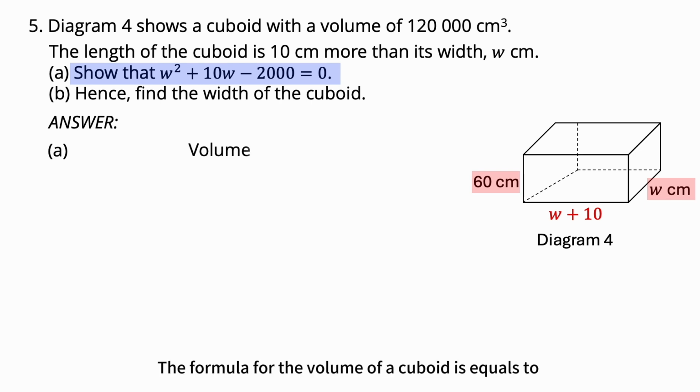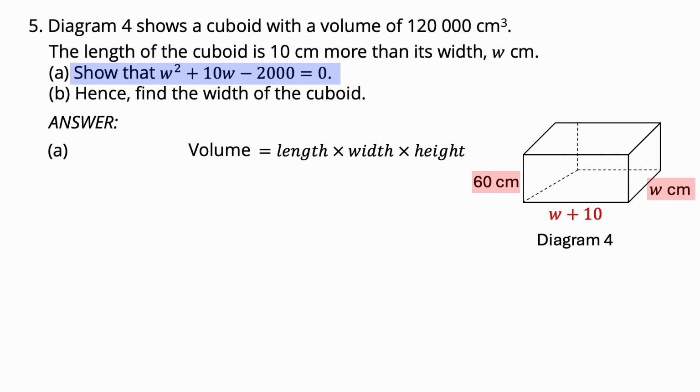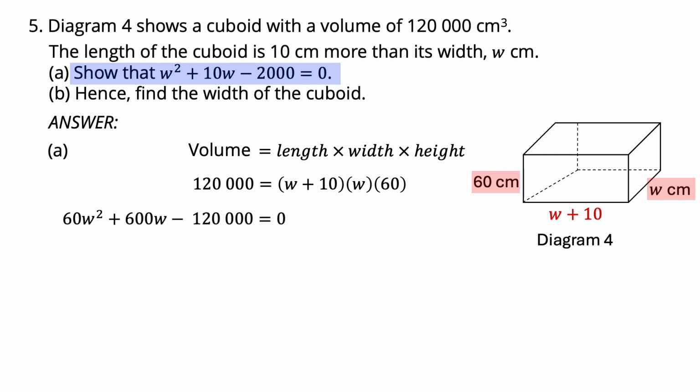The formula for the volume of a cuboid is equals to length times width times height. So, 120,000 equals W plus 10 times W times 60. Expand and simplify to 60W square plus 600W minus 120,000 is equal to 0. Divide both sides by 60 to make it simpler. W square plus 10W minus 2000 is equal to 0 is shown.